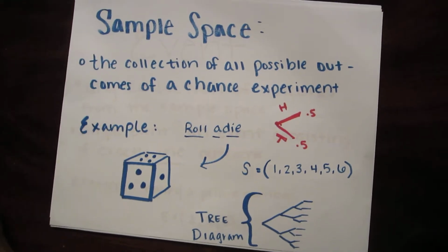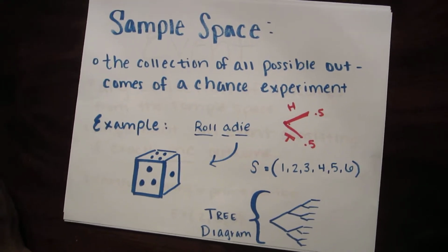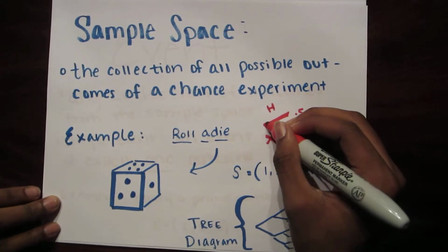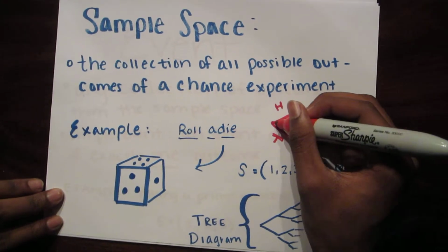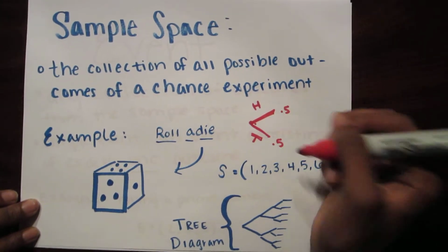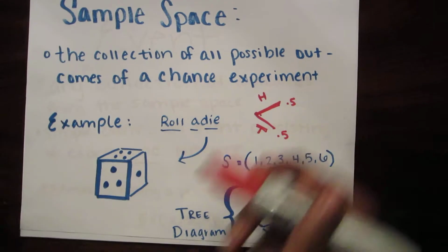Another way to determine the sample space of a chance experiment is to conduct a tree diagram. So I conducted my own tree diagram over here in the corner of flipping a coin. There's 2 possible outcomes of flipping a coin. Either you get heads or you get tails. Therefore, it's a 50% chance for each one.